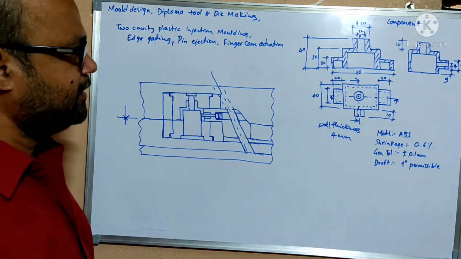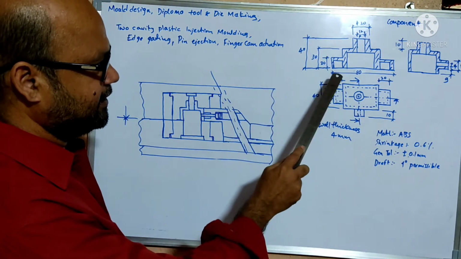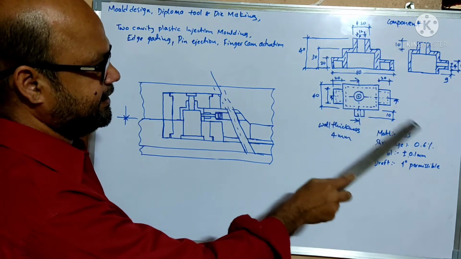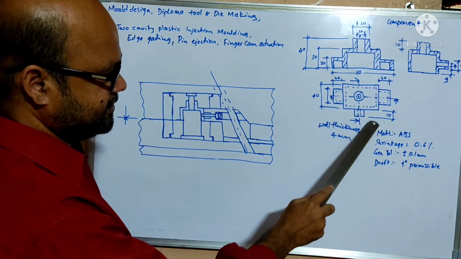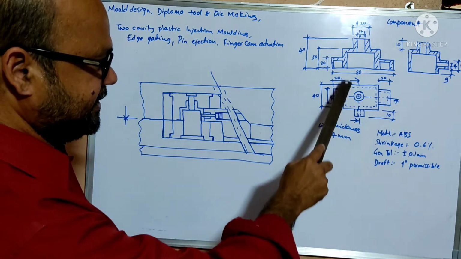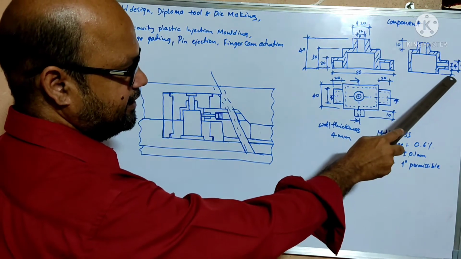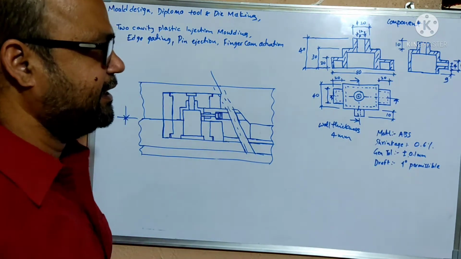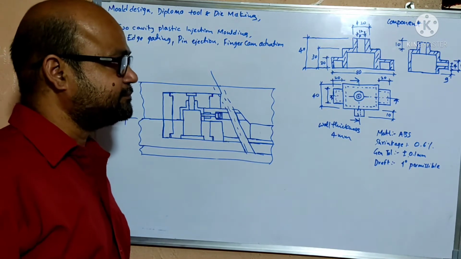Are you observing? The total height is 40, 30, 20, and this one is 80, and here this one is 10, and the total length is 40. This length is 40, and then this length is 9 mm. We are going to observe this one.